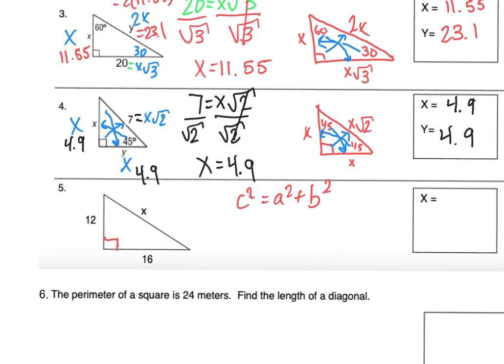So with Pythagorean theorem, again, across from the 90-degree angle is always the biggest side of the right triangle. So this will be my c. And then a and b don't matter. I'll just call 12 a and I'll call my 16 b. Go ahead and plug it in.